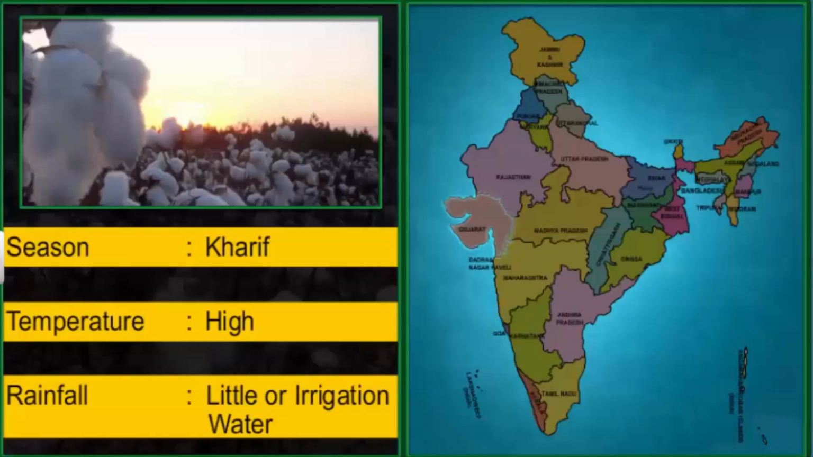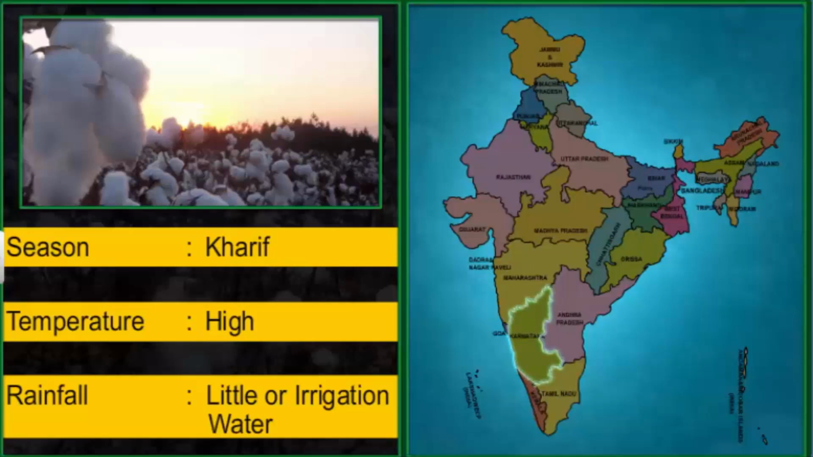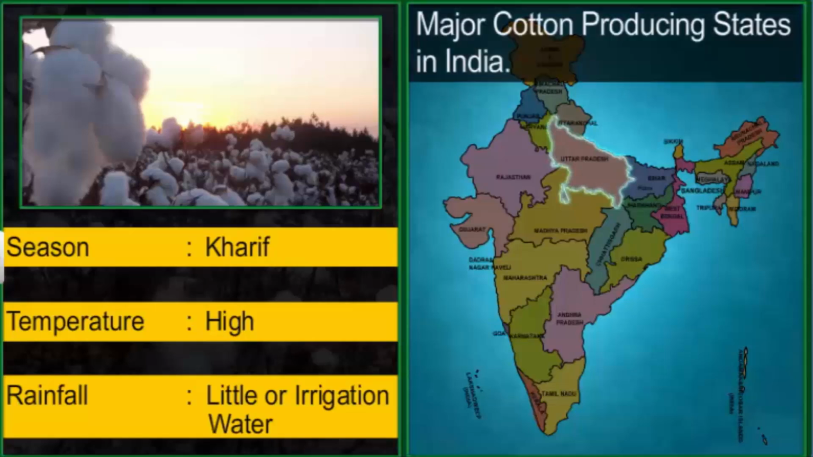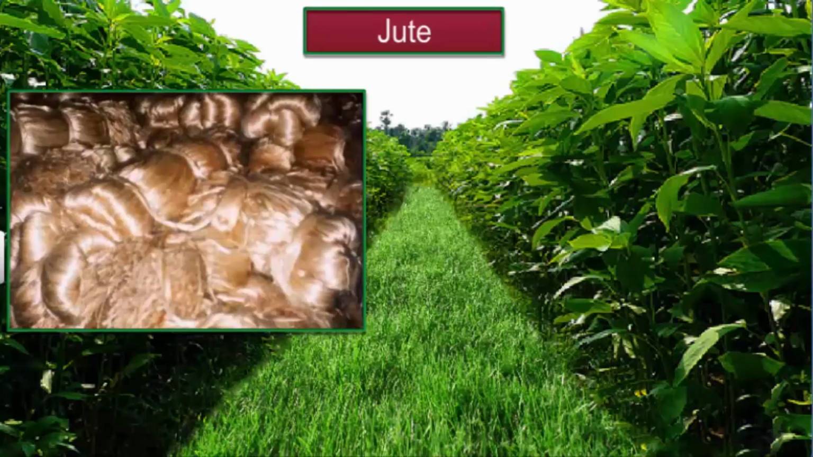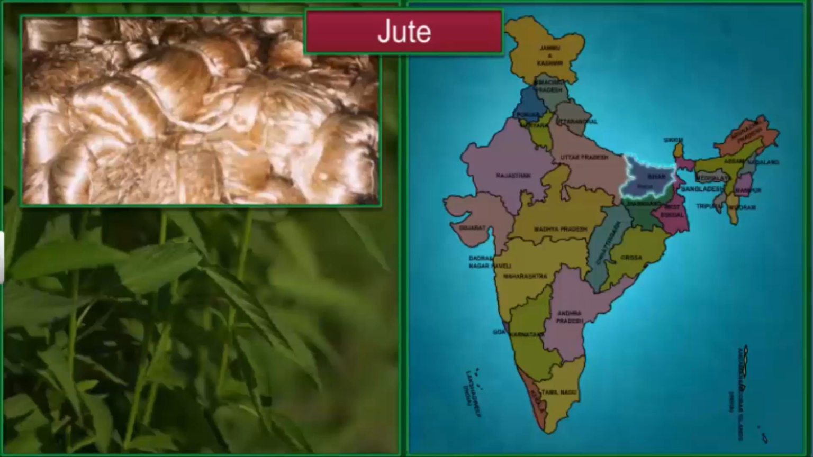Maharashtra, Gujarat, Madhya Pradesh, Tamil Nadu, Karnataka, Andhra Pradesh, Punjab, Haryana and Uttar Pradesh are the major cotton producing states in India. Jute grows well on fertile, well-drained soils in regions where floodwaters renew the topsoil every year. The crop requires a high temperature for proper growth. West Bengal, Bihar, Assam, Orissa and Meghalaya are the major jute-producing states in India.